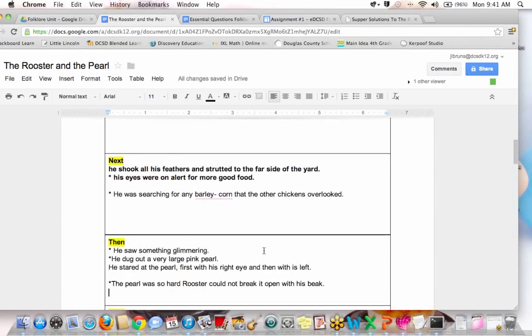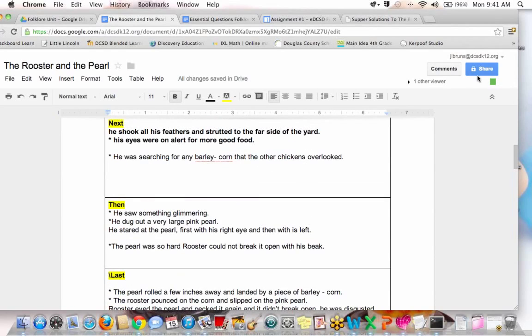Then he saw something glimmering. He dug out a very large pink pearl. He stared at the pearl, first with his right eye and then with his left. The pearl was so hard that the rooster could not break it open with his beak.